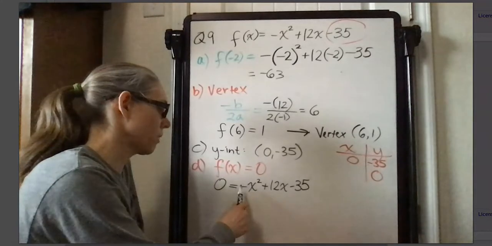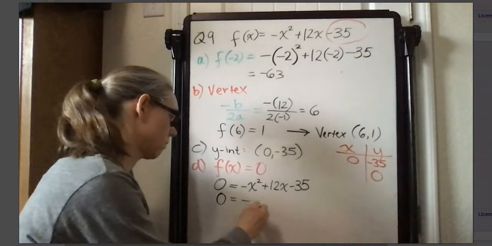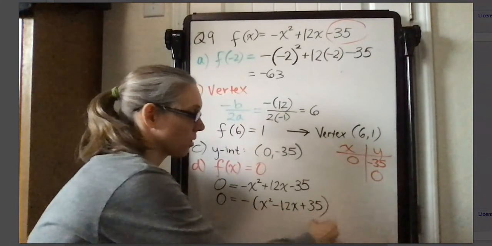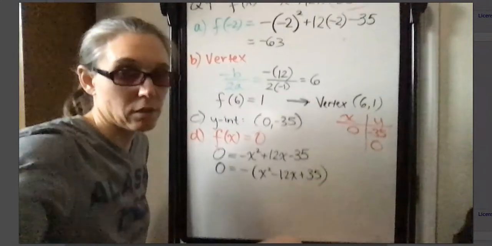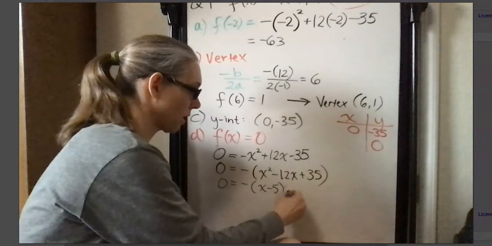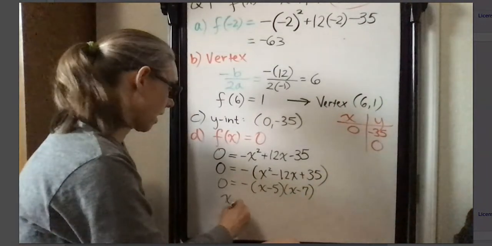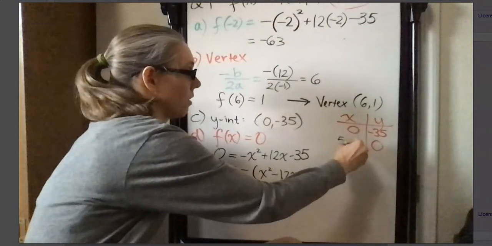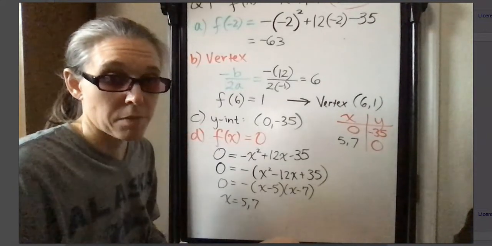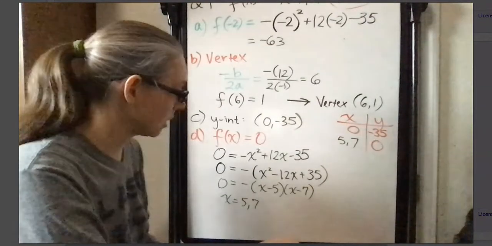Now here, if you want to factor, you're going to have to pull out the negative first. So we need two factors of 35 that add up to 12, and that would be 5 and 7. So we end up with (x - 5)(x - 7), and so you can see here that the two values of x are going to be 5 and 7. So those would be the two values that we're going to put into My Open Math. But in case it doesn't factor, remember you have to know how to use the quadratic formula. So let's review that real quick.